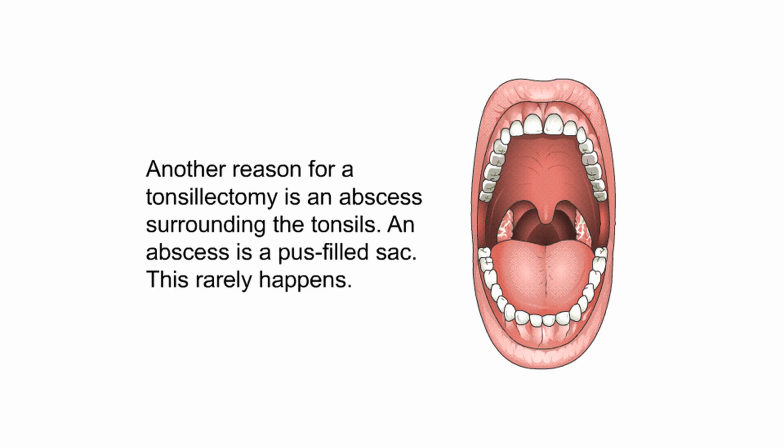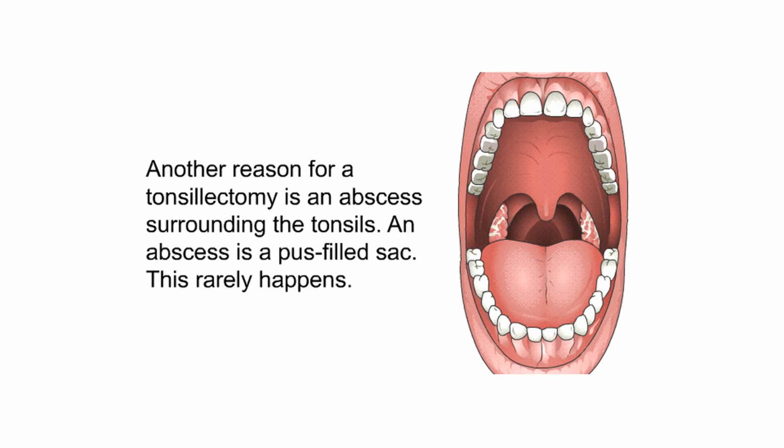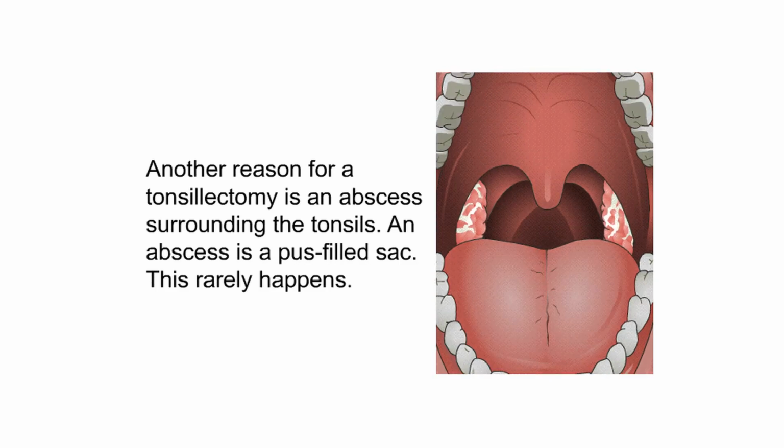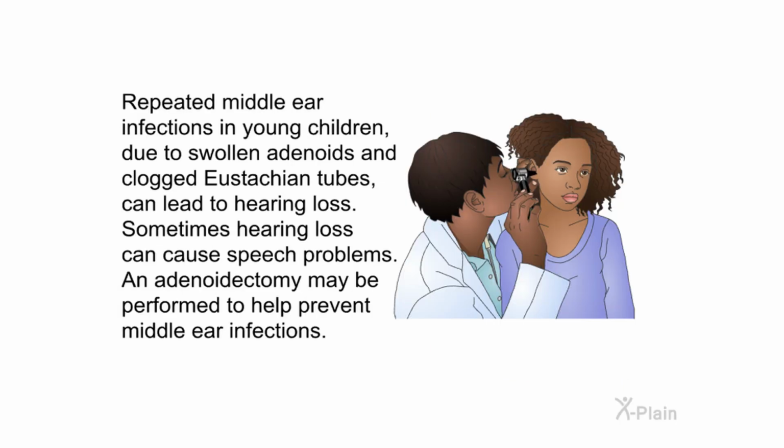Another reason for a tonsillectomy is an abscess surrounding the tonsils. An abscess is a pus-filled sac. This rarely happens. Repeated middle ear infections in young children due to swollen adenoids and clogged eustachian tubes can lead to hearing loss. Sometimes hearing loss can cause speech problems. An adenoidectomy may be performed to help prevent middle ear infections.